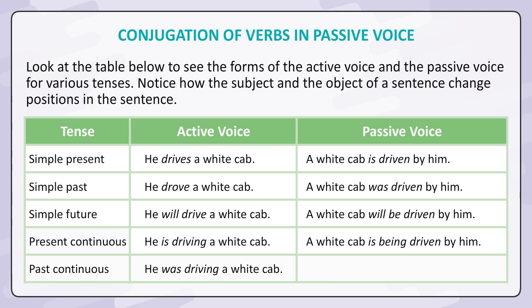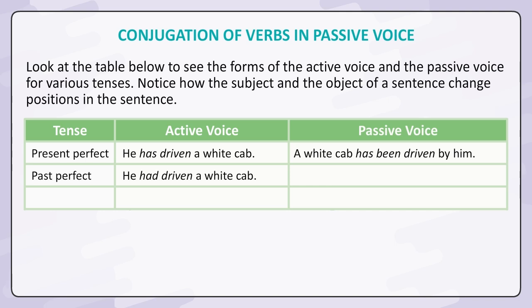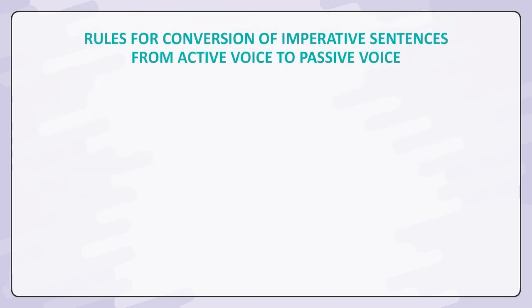Past continuous. He was driving a white cab. A white cab was being driven by him. Present perfect. He has driven a white cab. A white cab has been driven by him. Past perfect. He had driven a white cab. A white cab had been driven by him. Future perfect. He will have driven a white cab. A white cab will have been driven by him.